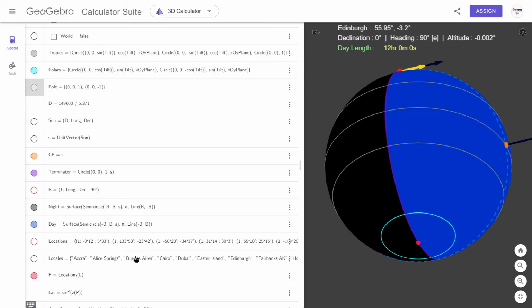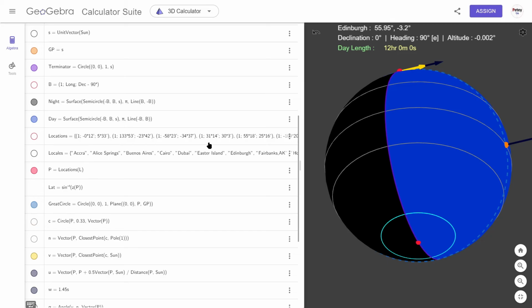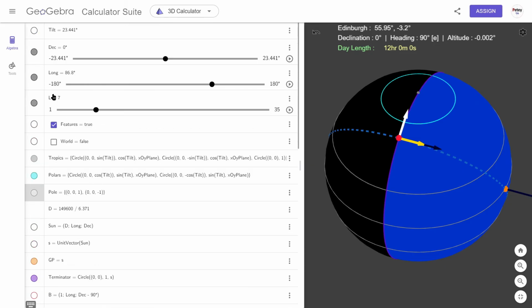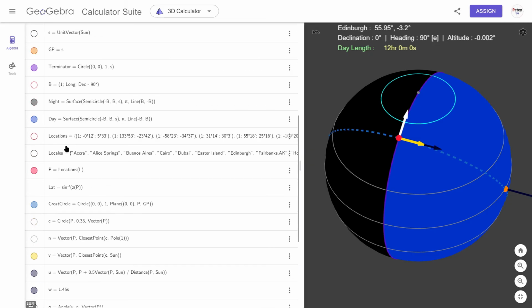What else do we have? Locations. Ugh. This is what I painstakingly typed out. So that's 35 locations, and this is all the names of those locations. P, that's this point here, currently Edinburgh. So that's location L, and L is 7. So if you go to our locations, you should see number 7 is Edinburgh.